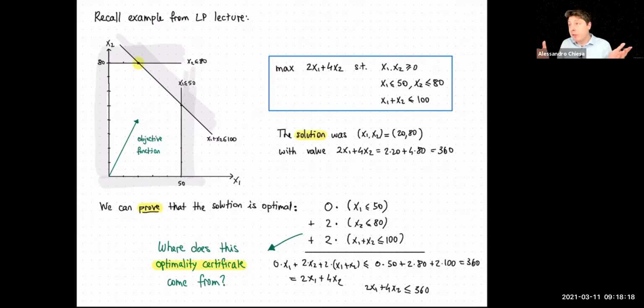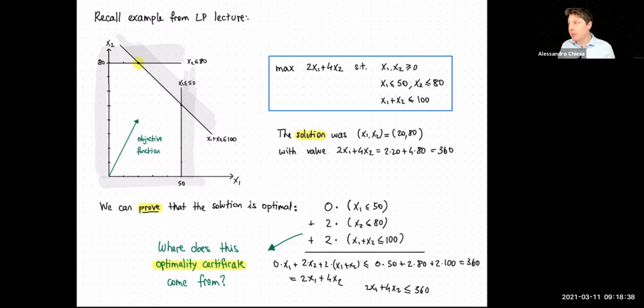This is an arbitrary x1 and x2 that satisfies the constraints. But look, we have already found a particular x1 and x2 that achieves 360. So that must be the optimum, because we have just derived that anything that satisfies the constraints must in particular have value at most 360. Okay?